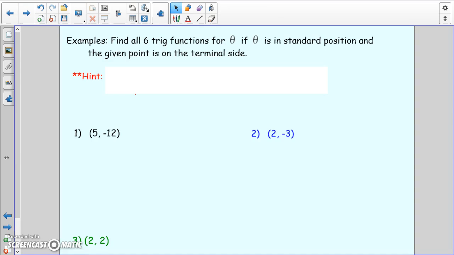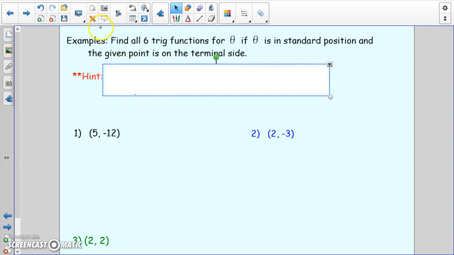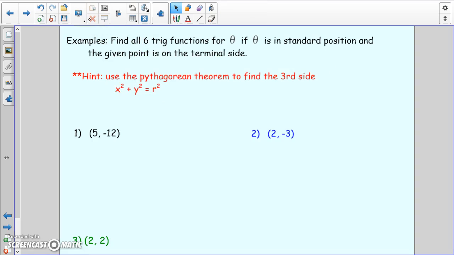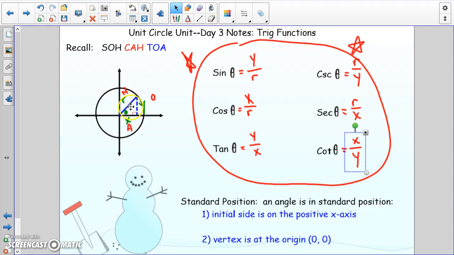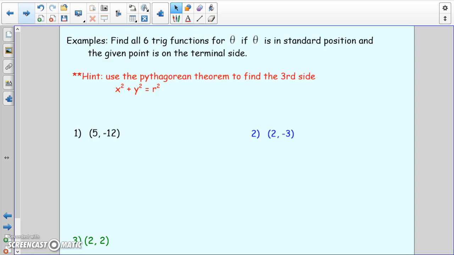Okay, so let's take a look at some examples of what we'll need to do today. We're going to need to find all 6 trig functions for an angle when the angle's in standard position, and we are just given a point that's on the terminal side. So, how we're going to go about doing that is using our little Pythagorean theorem. But instead of doing a squared plus b squared equals c squared, we're going to use the letters of how we labeled this triangle here and do x squared plus y squared equals r squared.